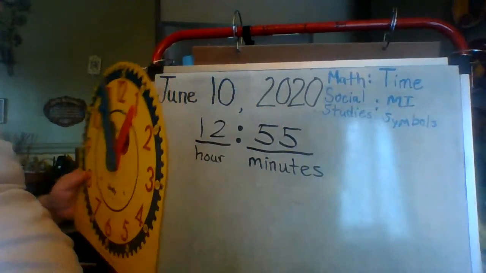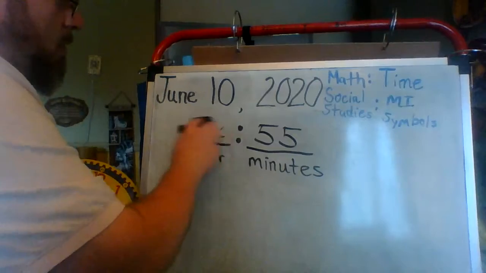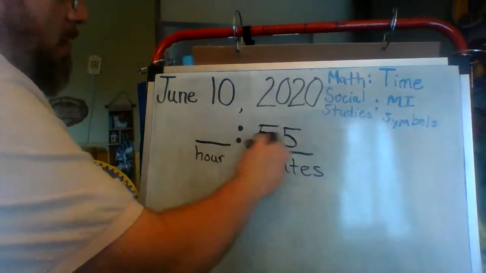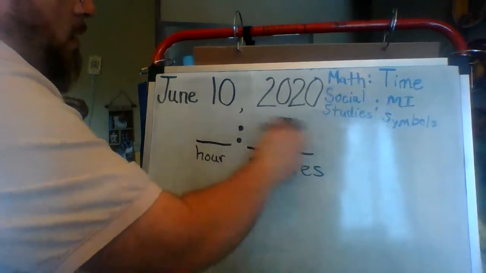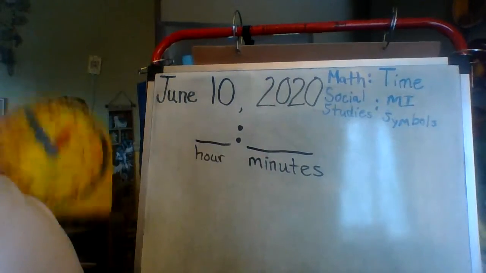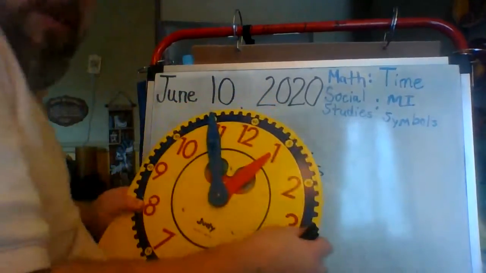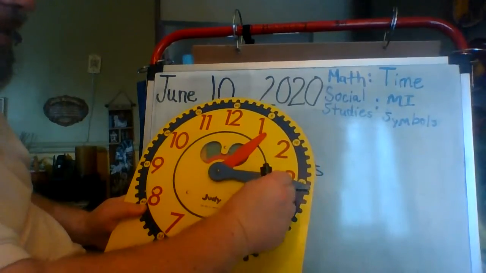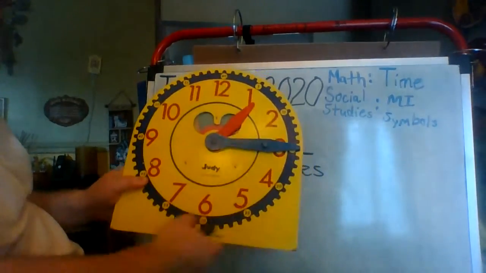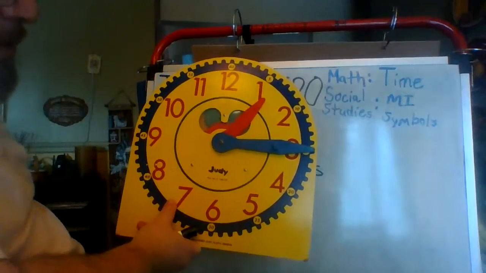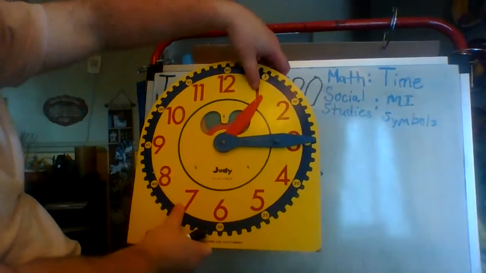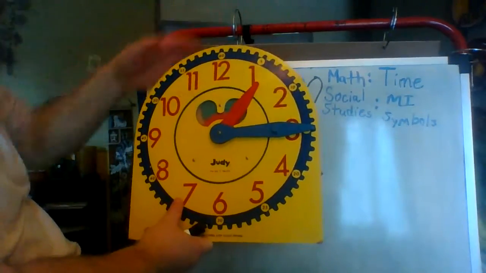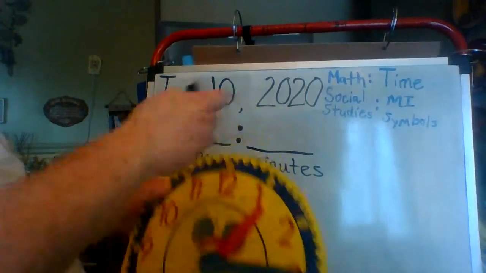Let's try another one. I want to practice this a few times so that you guys can get counting by the 5s and get practice down. Sorry about that. All right, let's try another one. Let's do this time. This time my hour hand is between the 1 and 2. So now I'm in the hour of 1.